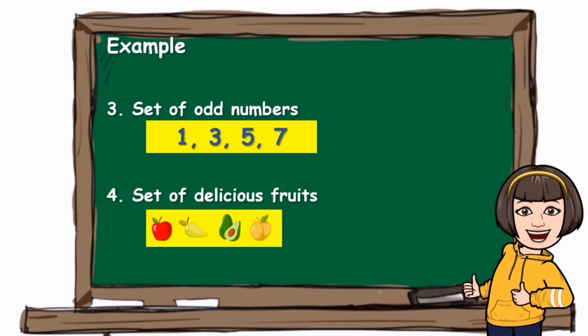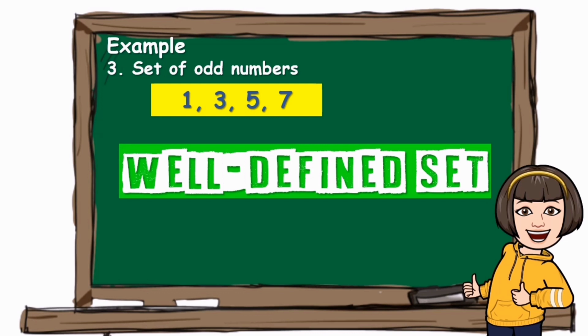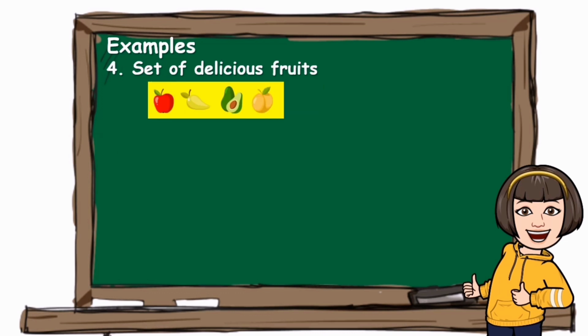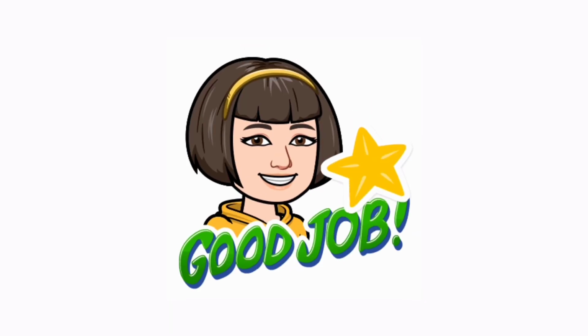Can you now answer number 3 and number 4? Number 3, the set of odd numbers. Is it a well-defined set or not? Yes, it is a well-defined set. Number 4, the set of delicious fruits. Is it a well-defined set or not? It is not a well-defined set. Good job!